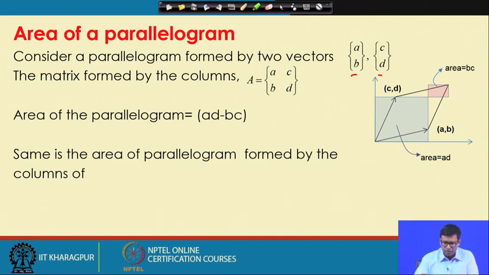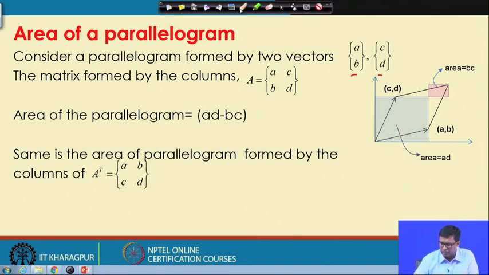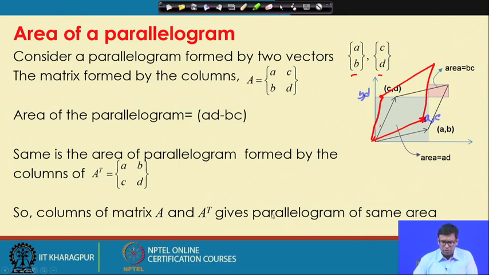So, if we take the transpose of A, or we form a parallelogram using the columns A C and B D, instead of A B and C D, A transpose will again have the same area. The only thing is that the shape will probably change, because this line will be something like this, so this will be the new parallelogram, but it will essentially have the same area. The shape will probably change. We can find from the formula that the area will be essentially the same. So, the columns of matrix A and A transpose give parallelograms of the same area.